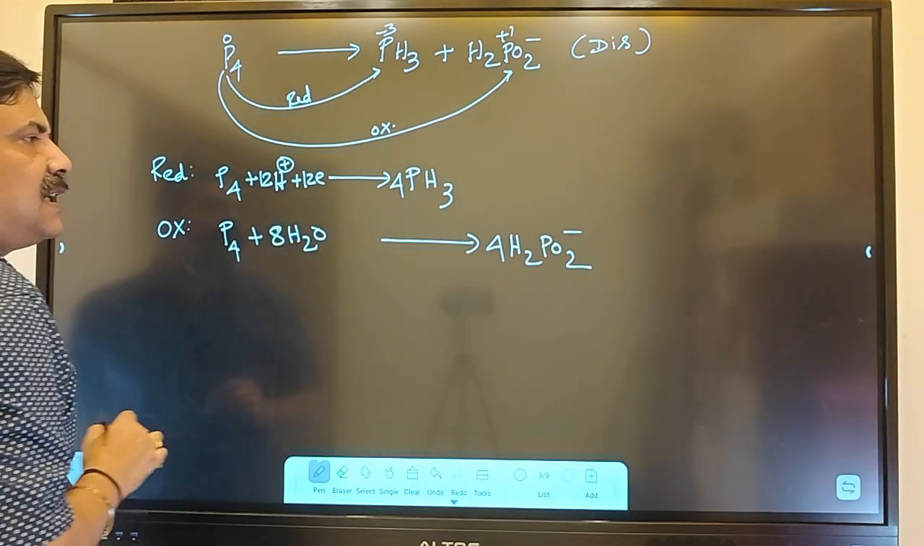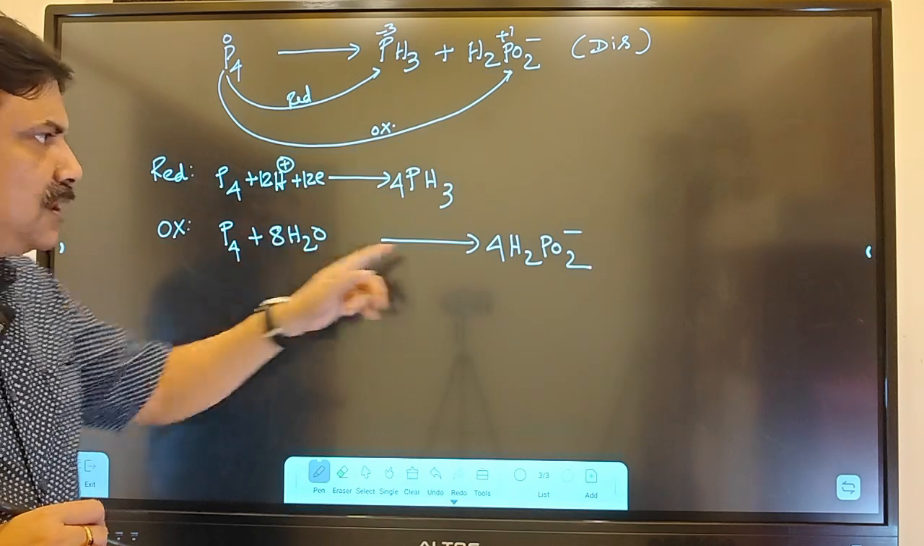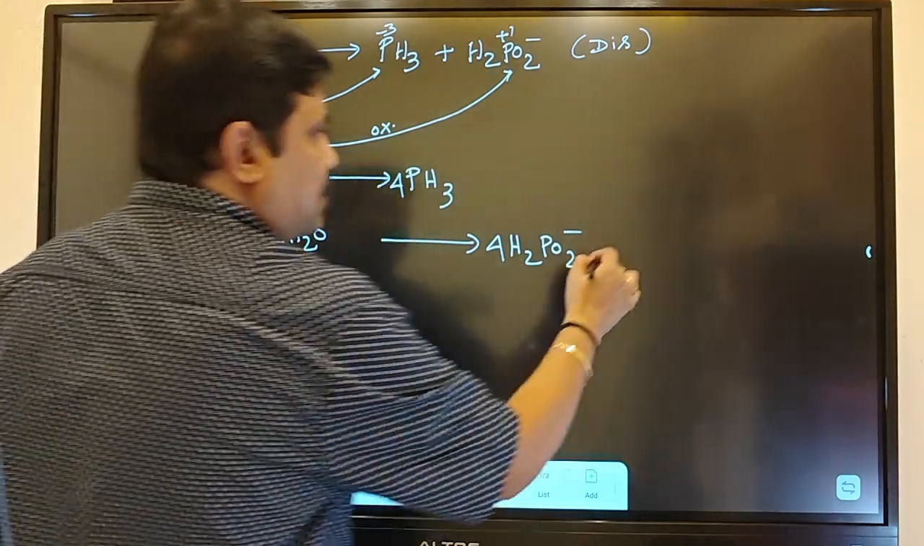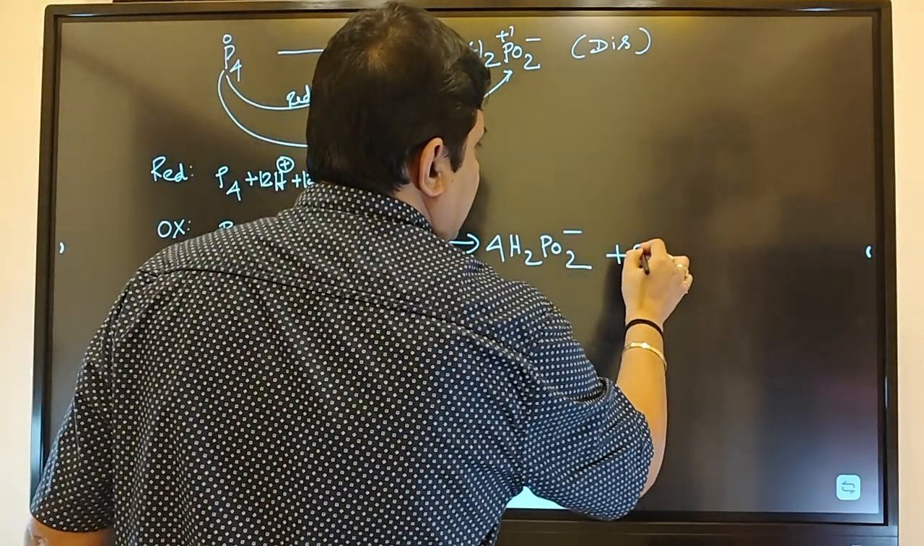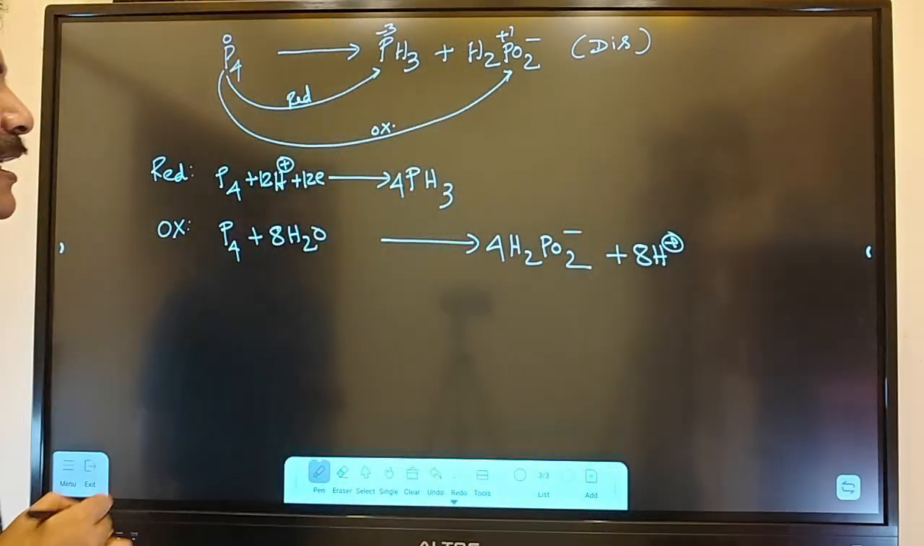You look at, I am taking 8 H2O. When I am writing this side there are 16 hydrogen, but this side 8 hydrogen. That's why I have to write down this side 8 H plus. Yes or no? That side I write down 8 H plus.